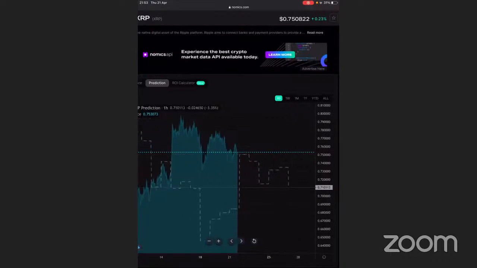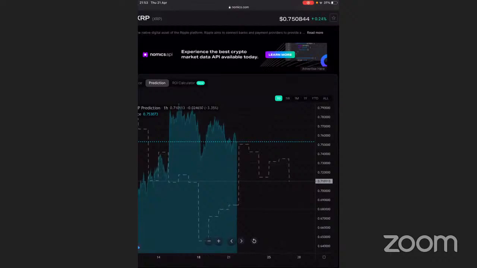So as you can see here, there are two things on the screen. There are the broken steps, these dotted steps that are going up and down. And then there are the line graphs, the green one, right? So the dotted steps are the predictions, and the line graphs are the actual performance of the market. What is happening right now as we speak is the green graph. But the dotted lines are what Nomics speculates might happen.